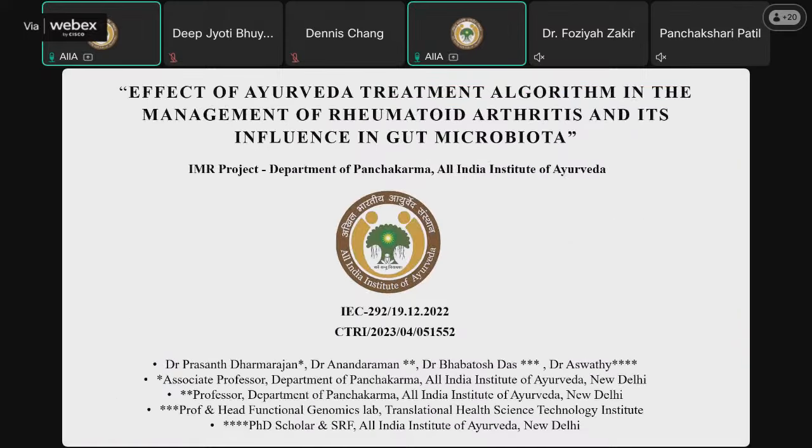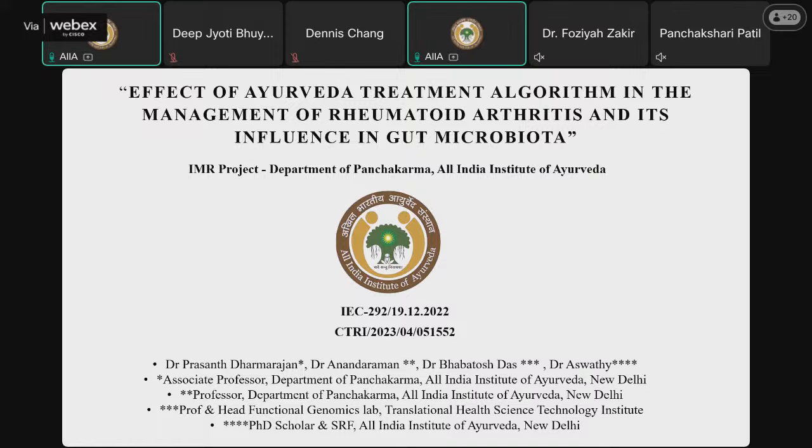So for this purpose, we took an intramural project supported by All India Institute of Ayurveda in the name of effect of Ayurveda treatment algorithm in the management of rheumatoid arthritis and its influence in gut microbiome. As per Ayurveda, it is not a single herb or a group of herbs which is actually helping in managing any kind of condition. It is managed by a proper algorithm-based principle which differs from person to person and also differs in various stages of the disease.